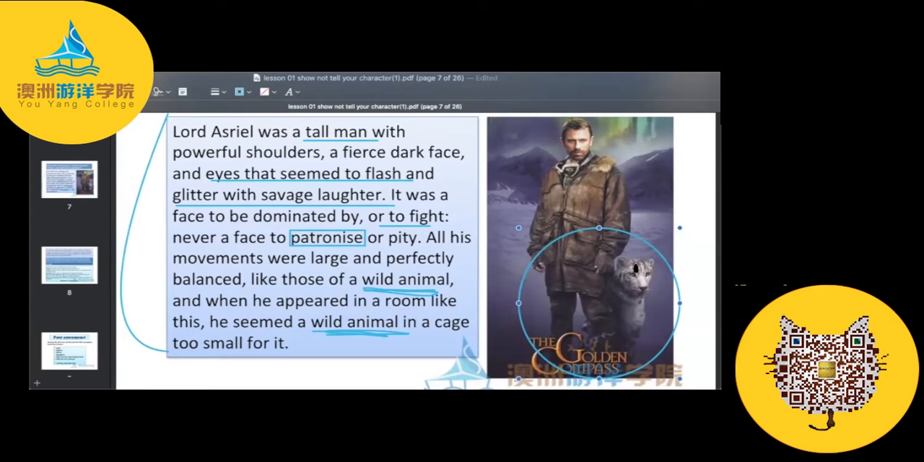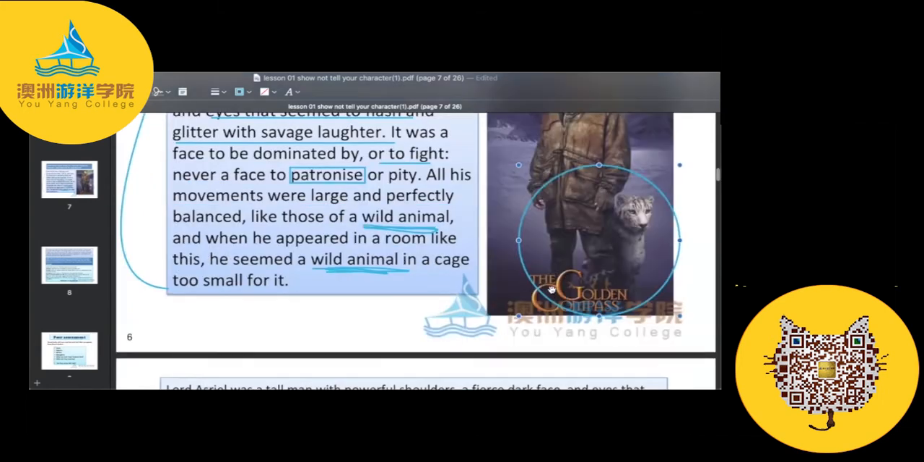Why does it have the word compass? The Golden Compass, that's just the title.